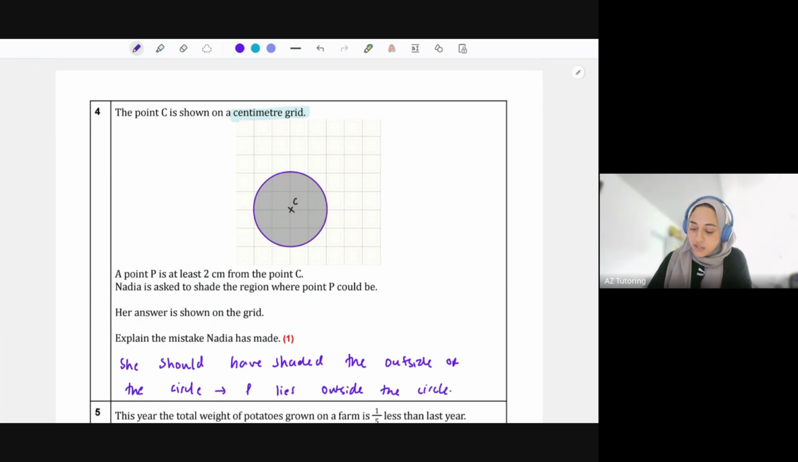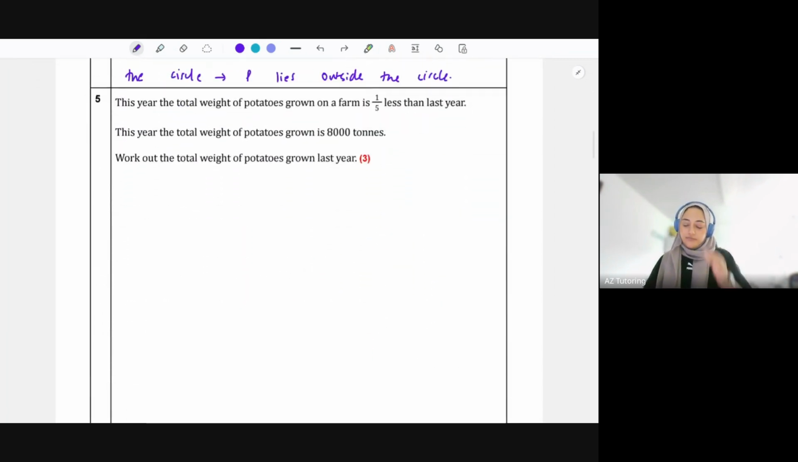Say, for example, it says at least 2 centimeters away. So if P was here, which is bang on 2 centimeters, it could be further than that because it says at least 2 centimeters, not the maximum of it being 2 centimeters. That's a nice little 1 marker.